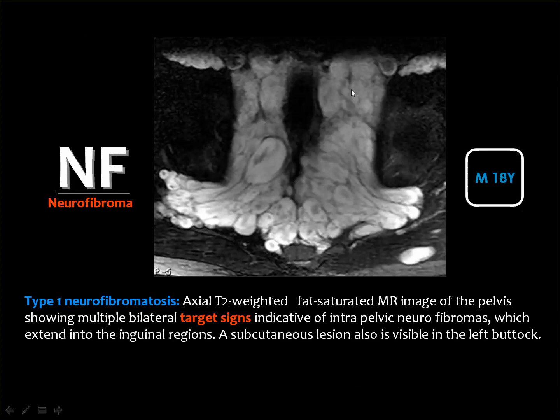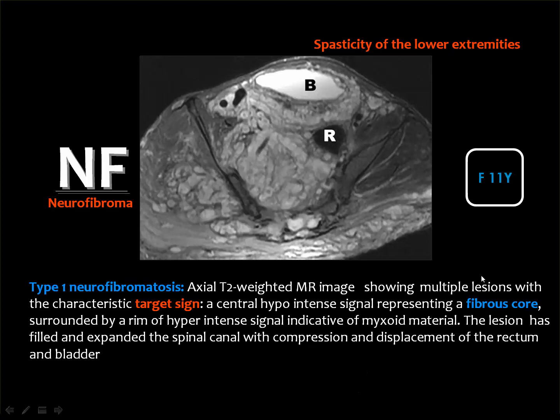Another example of neurofibromatosis type 1 infiltrating the pelvis and compressing the rectum, and another one is seen in the gluteal region, and you can easily appreciate the target sign. A third case of neurofibromatosis infiltrating the subcutaneous tissue, intrasacral canal, the gluteal area, and the pelvis, and also you can see the target sign in many of the lesions.